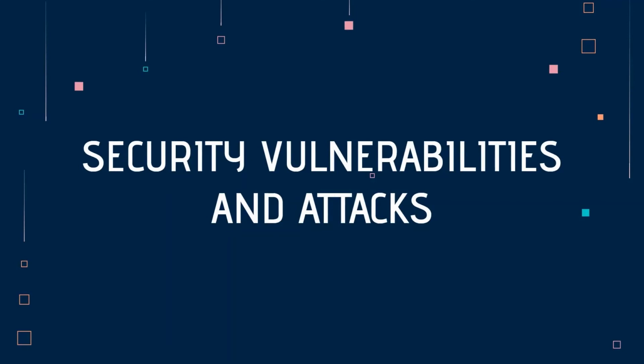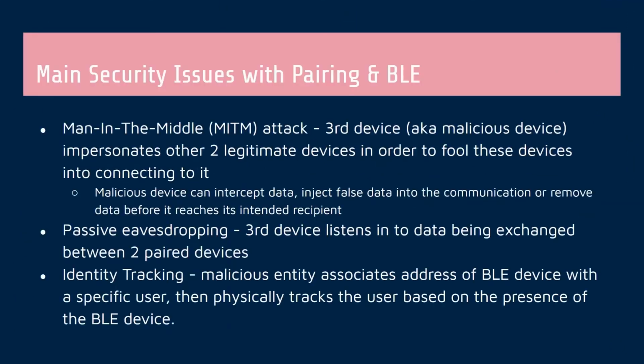I will now bring you through security vulnerabilities and attacks. There are three main security issues with pairing in BLE. First is the man-in-the-middle attack, whereby a third device impersonates the other two legitimate devices in order to fool these devices into connecting to it.